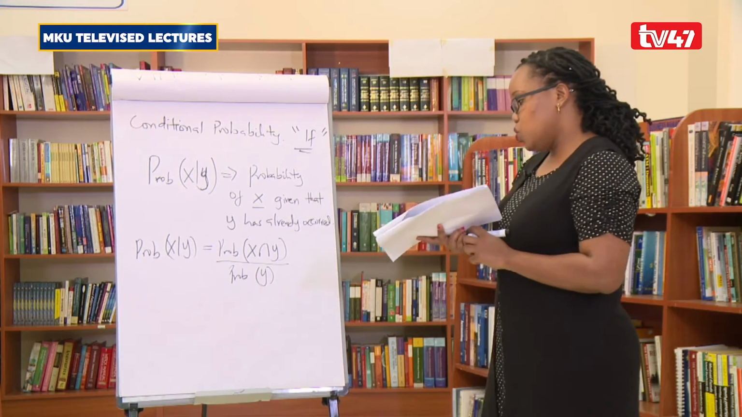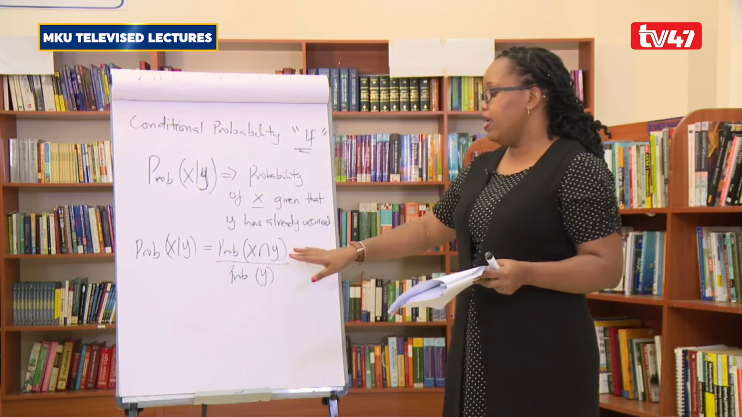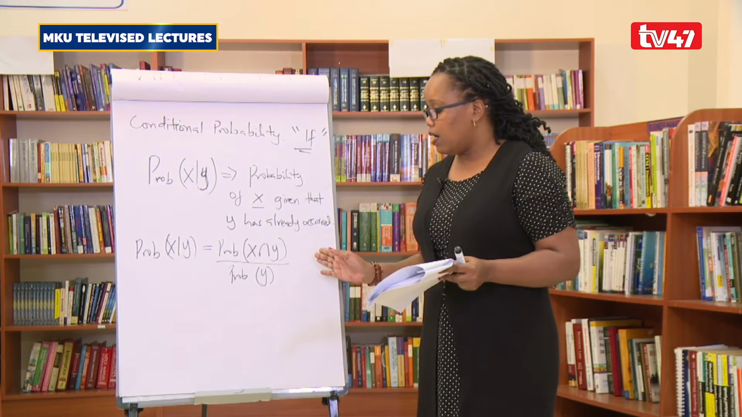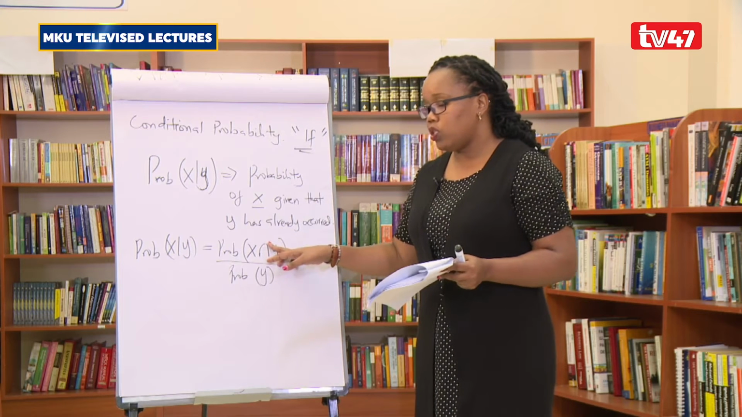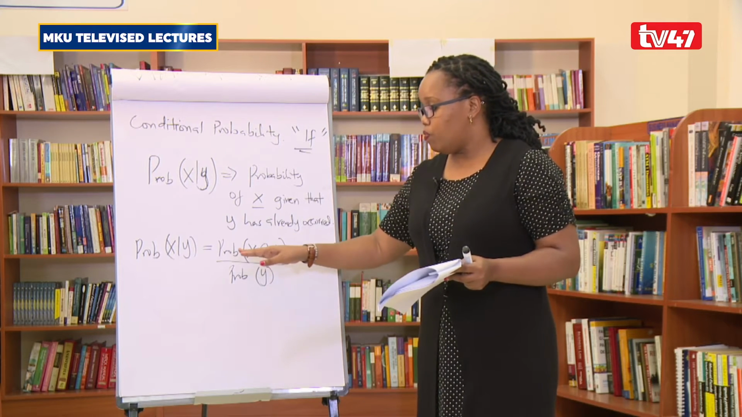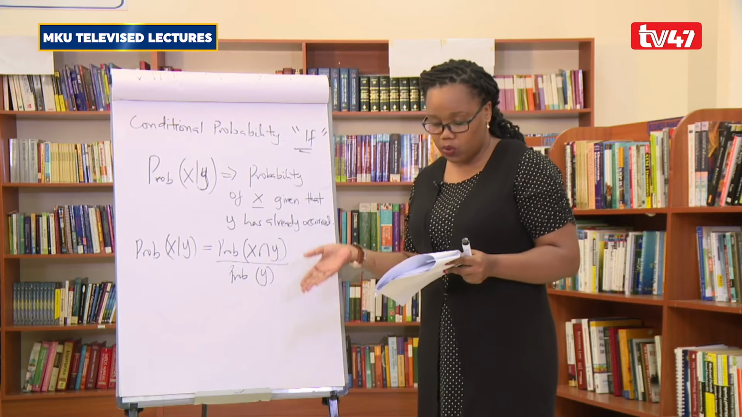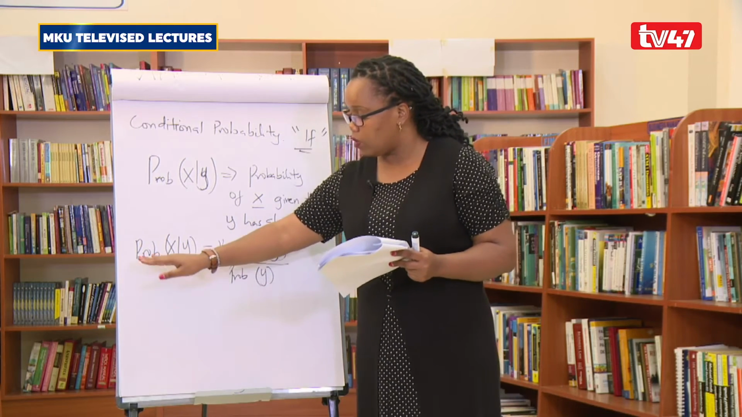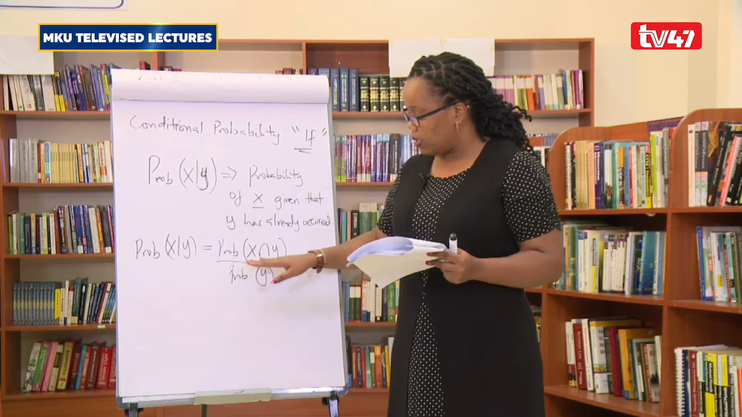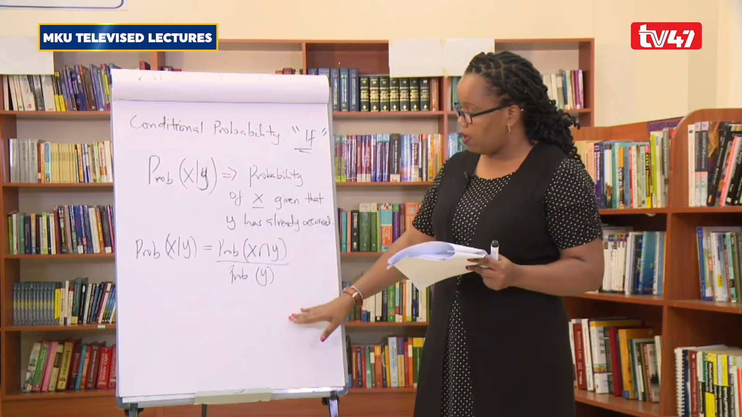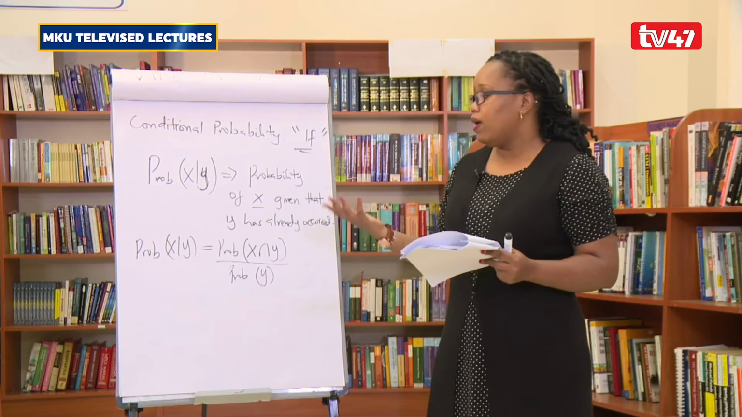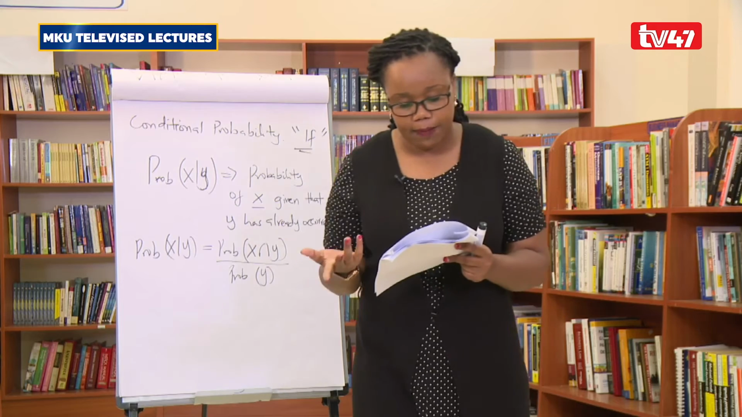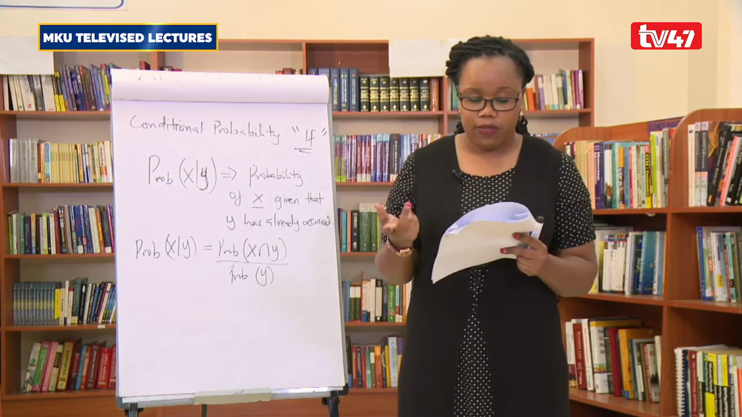Now, something I need you to note is that intersection can also be replaced with the conjunction and. So x intersection y is similar to and, which is the conditional probability formula. That is, probability x given y is the probability of x intersection y divided by the probability of y. Let's look at an example, a simple one. I'll read it out so that you can be able to understand and calculate the required.